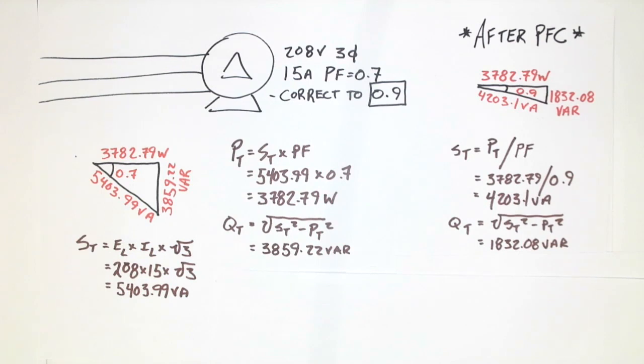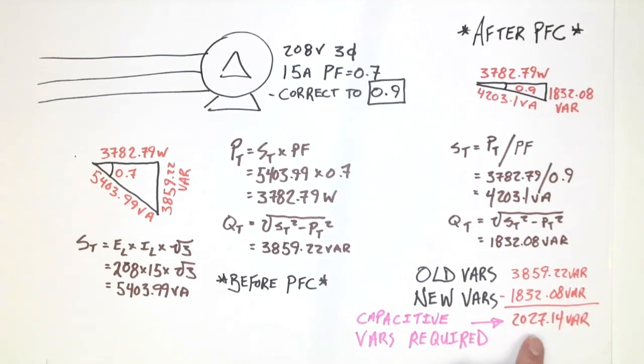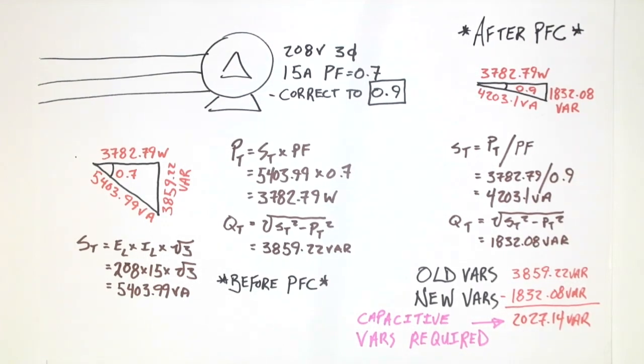Now remember, this is going to require that we take the old VARs, which are over here, and subtract the new VARs, which is the remaining VARs after power factor correction has taken place. What we get is 2027.14 VAR, and that was determined by subtracting these two values. And as stated before, this is now the capacitive VARs required for my capacitive bank. Now that's kind of half of the answer right there.